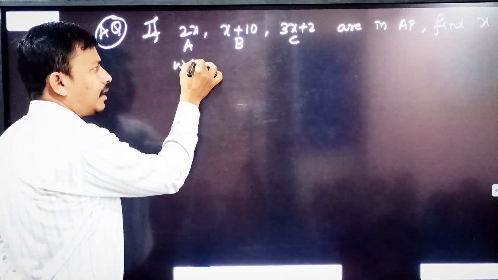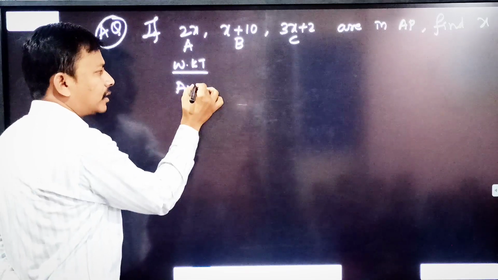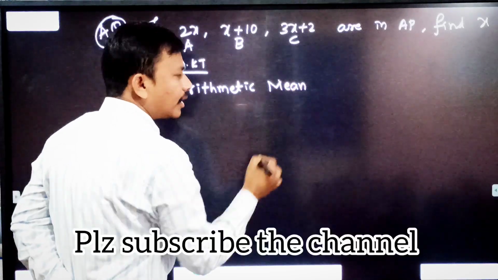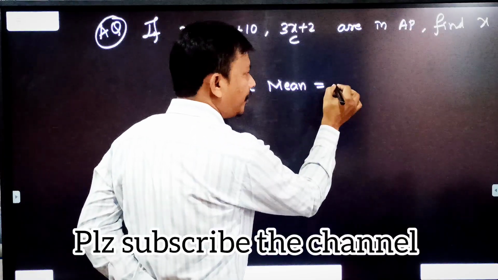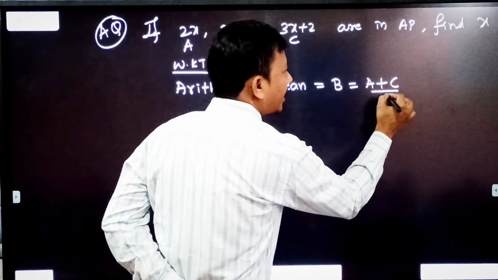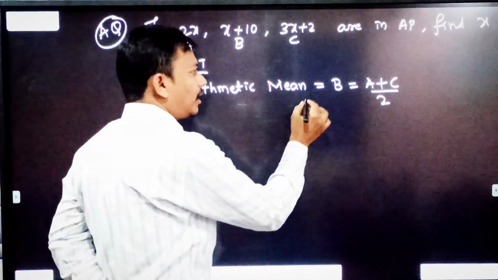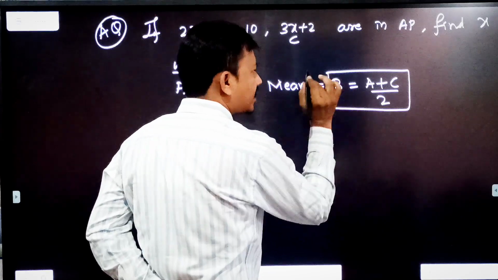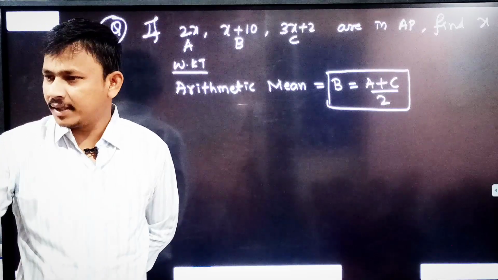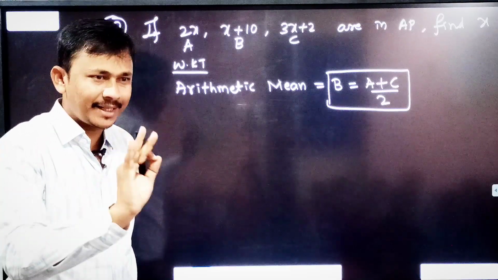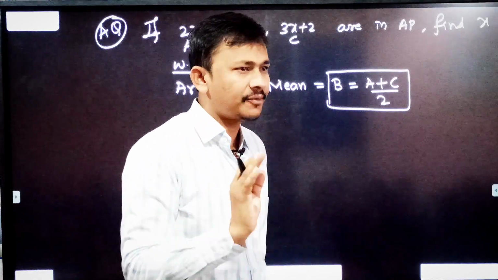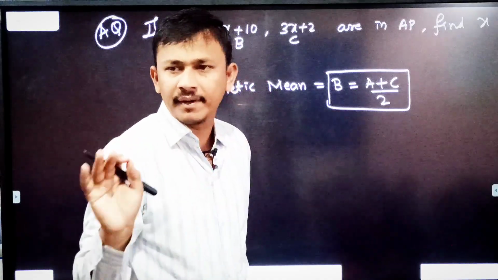We know that arithmetic mean, B is equal to A plus C divided by 2. What is the formula? A plus C divided by 2. This is the formula for arithmetic mean. If they give 3 terms, only 3 terms, this will apply. Not for 4 terms or 5 terms. Only for 3 terms. What is the formula? B is equal to A plus C divided by 2.